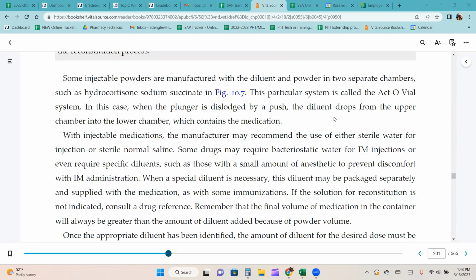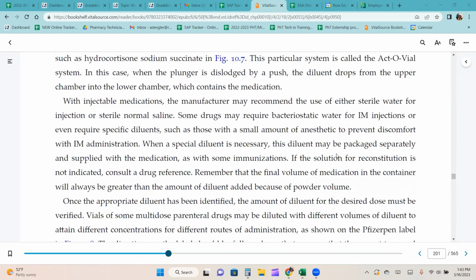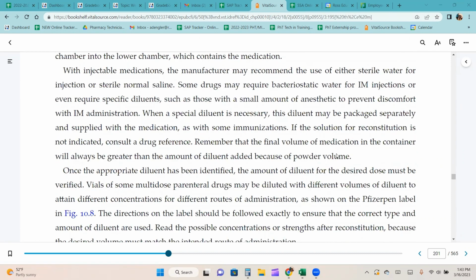All right, we already talked about how some injectable powders have the 2 separate chambers, the active vial. With injectable medications, the manufacturer may recommend the use of either sterile water for injection or sterile normal saline. Some drugs may require bacteriostatic water for IM injections or even require specific diluents, such as those with a small amount of anesthetic to prevent discomfort with IM administration. When a special diluent is necessary, this diluent may be packaged separately and supplied with the medication, as with some immunizations. If the solution for reconstitution is not indicated, consult a drug reference.